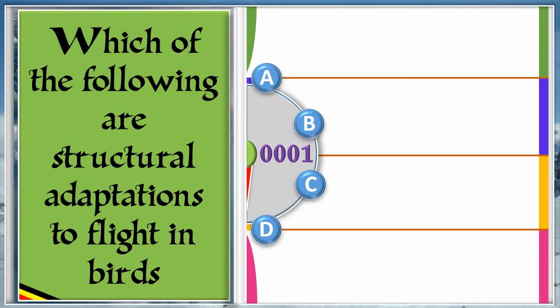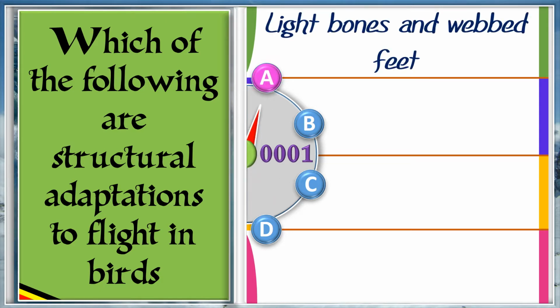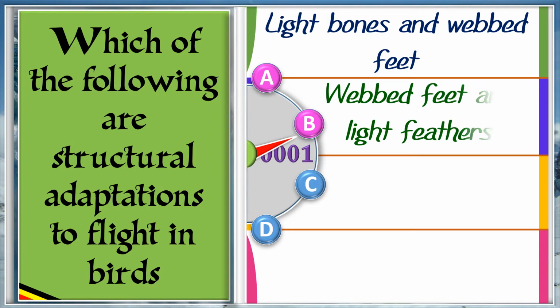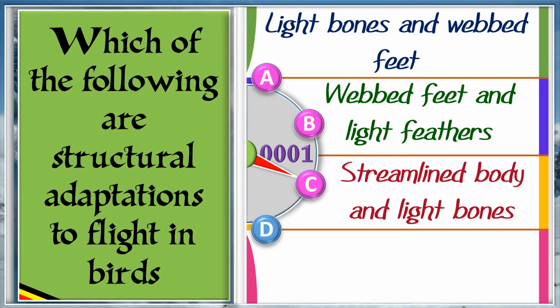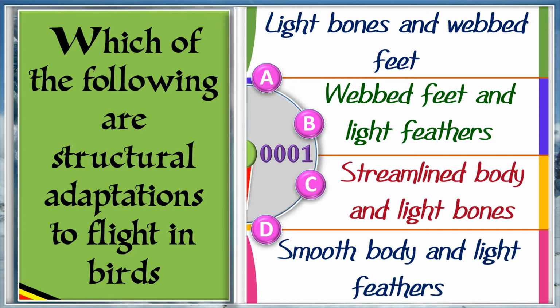Which of the following are structure adaptations to flight in birds? A. Light bones and webbed feet. B. Webbed feet and light feathers. C. Streamlined body and light bones. D. Smooth body and light feathers. And the answer is C. Streamlined body and light bones.